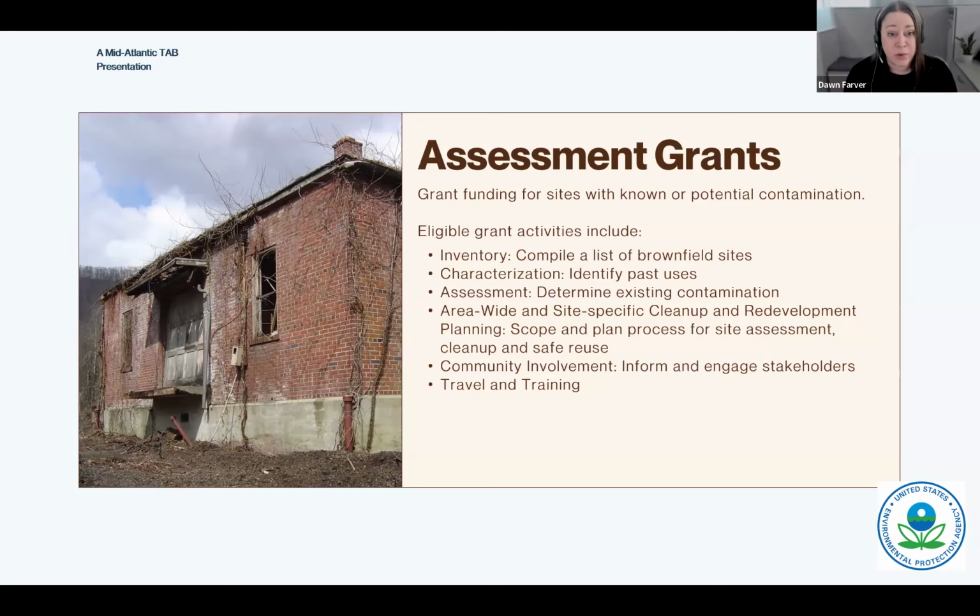What types of reuse would you like to see for some of those brownfield sites, or would the community like to see? Tying into community involvement, how are you going to inform and engage stakeholders in the process so that your community is involved and can provide feedback on what the plans are so they feel like they can be supportive of your activities? They're also eligible for travel and training. So attending the state brownfields conference like the Pennsylvania conference or attending the national conference, those are also eligible expenses under assessment grants. Next slide, please.